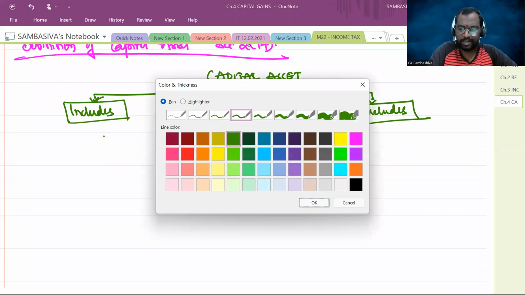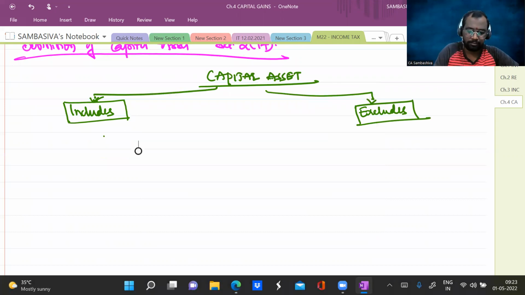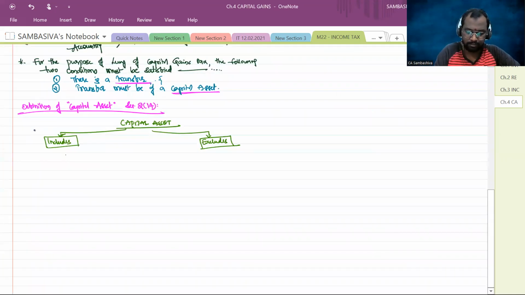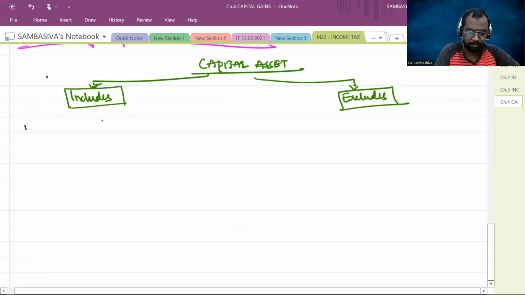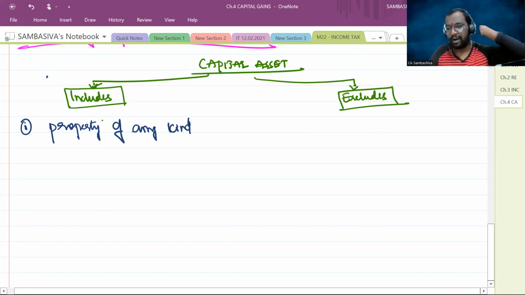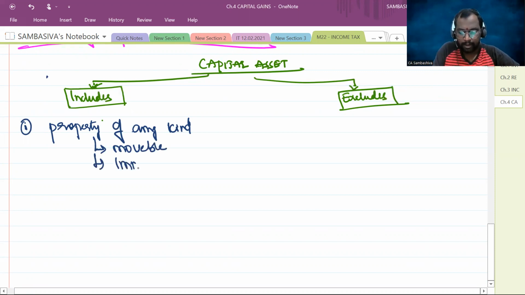First one, inclusions. Property of any kind. Property of any kind means whether it is a movable property or immovable property, or tangible property or intangible property.